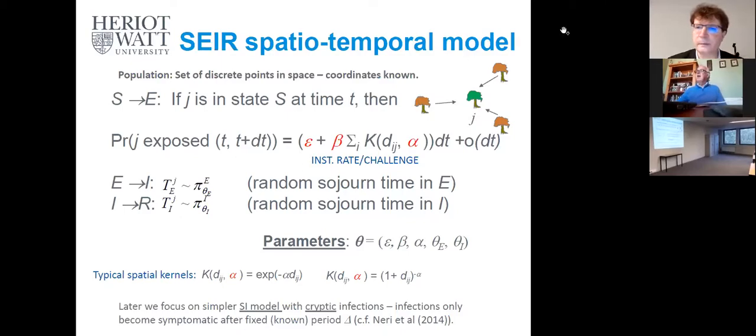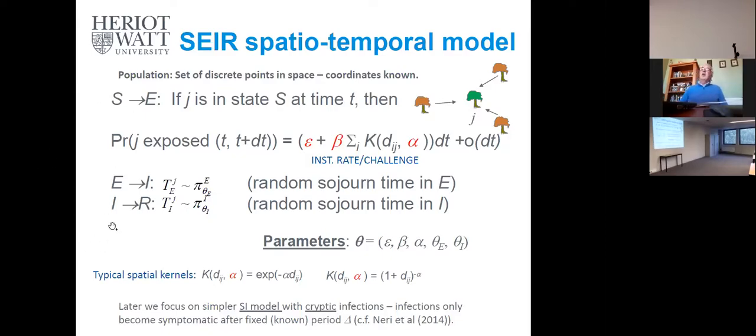So in this slide here, I'm going to say a little bit about the general kind of stochastic models which I've looked at. And anybody who's heard much about the current pandemic will have heard of the SEIR epidemic model. So the SEIR spatiotemporal model has the following form. First of all, the population in which the epidemic spreads, I'm going to represent that as a set of discrete points where the coordinates are known. So in terms of a citrus disease, I'm representing a tree as a point in space.